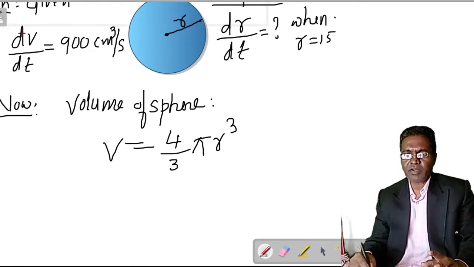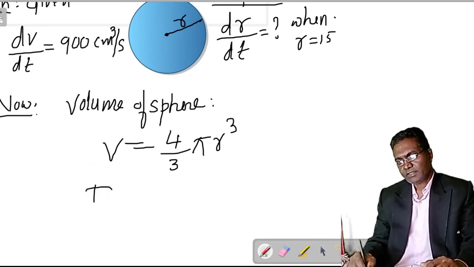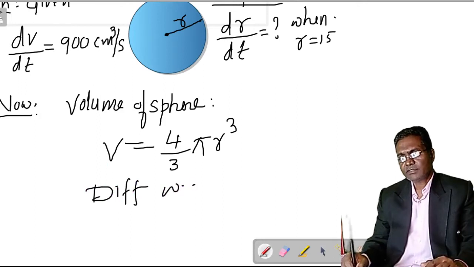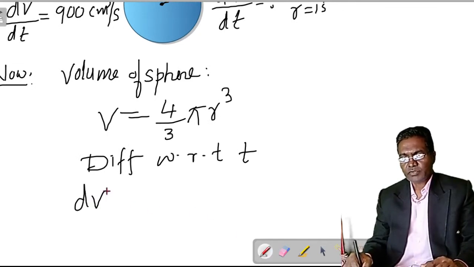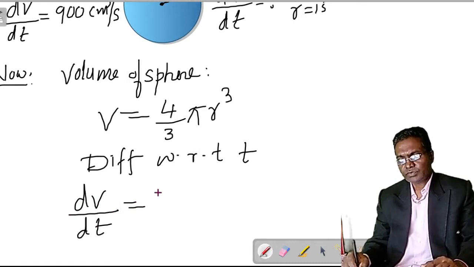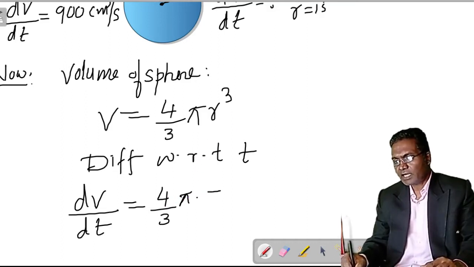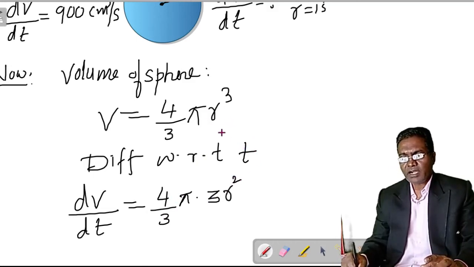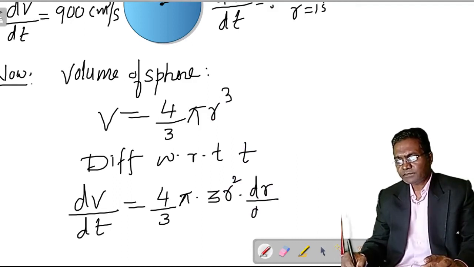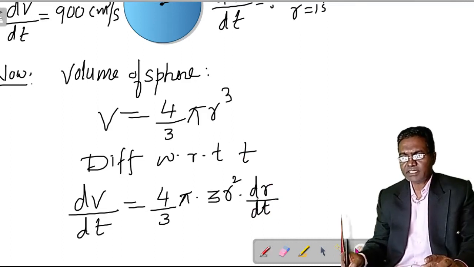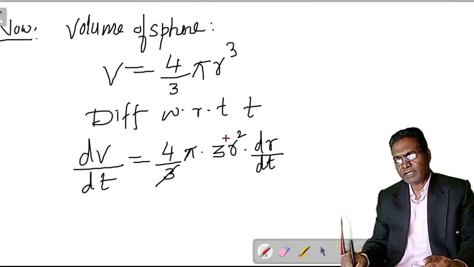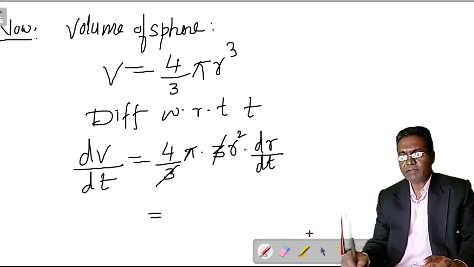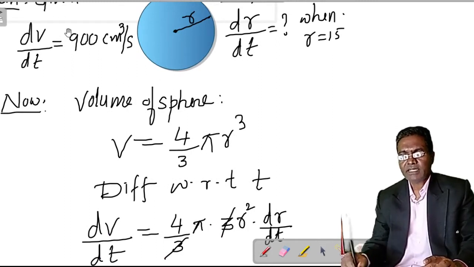Okay, now differentiate because we are given dv by dt. Differentiate with respect to t. So dv by dt equals 4 by 3 pi constant and the derivative of r cube, like how the derivative of x cube is 3x square, here it is 3r square, but you are differentiating with respect to t, which means the derivative of r also has to be written, that is dr by dt. Okay, simplify this, 3 may cancel and you are given dv by dt as 900. So substitute here.